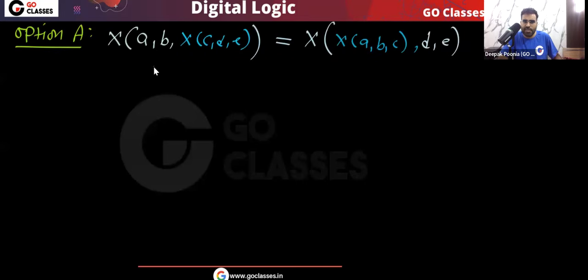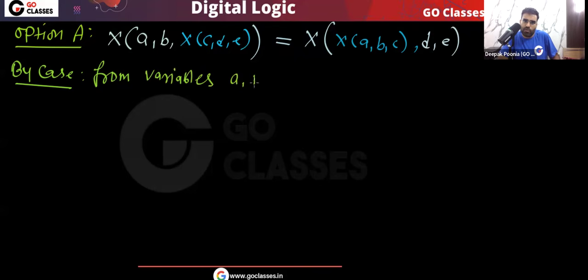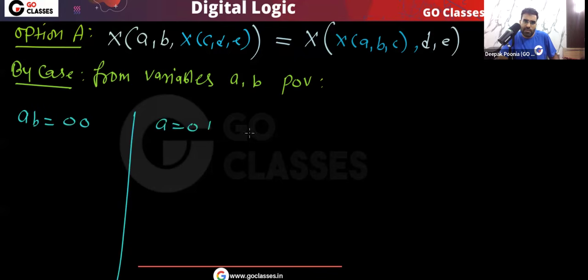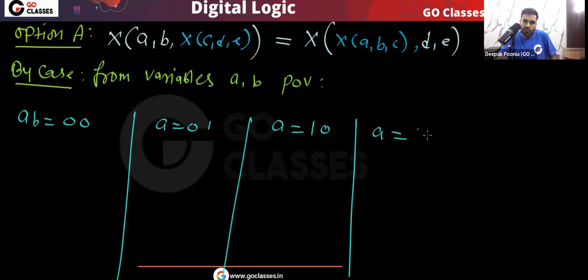Okay, so let's see this option A. In this option A, I will create cases from variable AB point of view. Okay, so total how many cases will be there? Total four cases will be there. So remember, I will apply by case method from variable AB point of view. You can see variable AB can be 0 0, variable AB can be 0 1, variable AB can be 1 0, and variable AB can be 1 1.